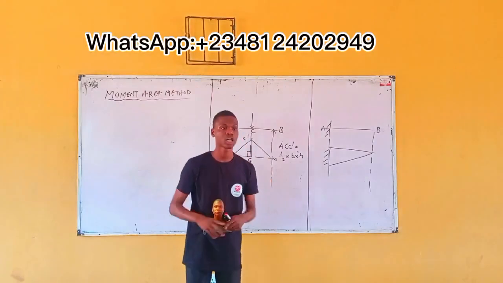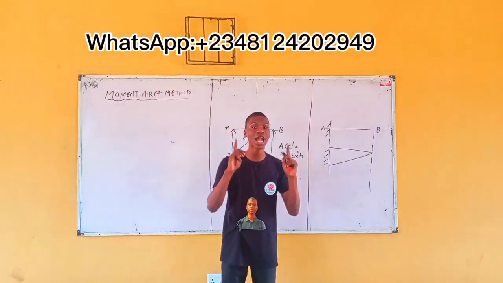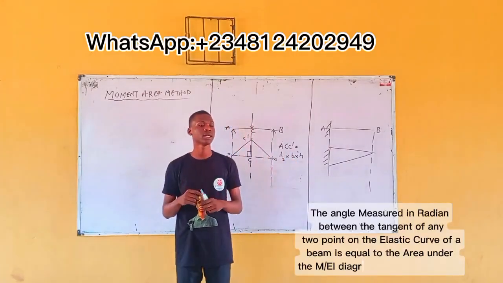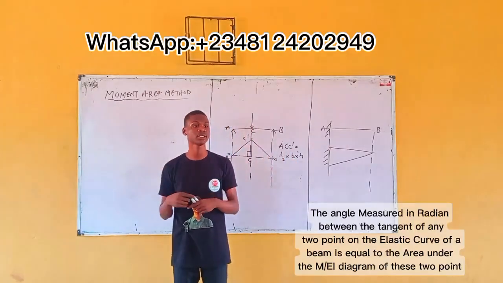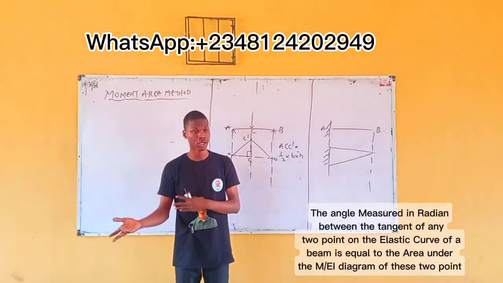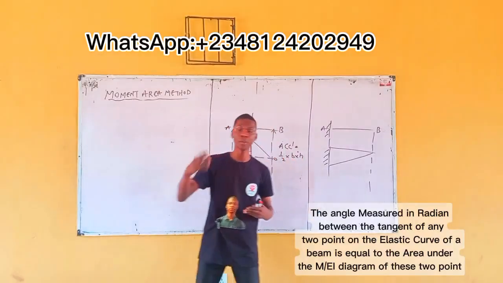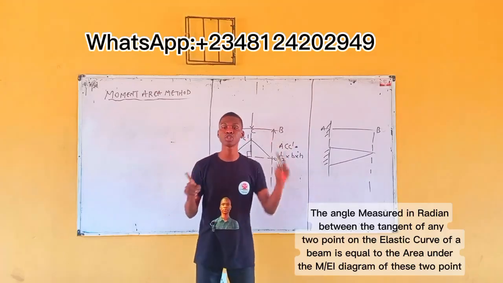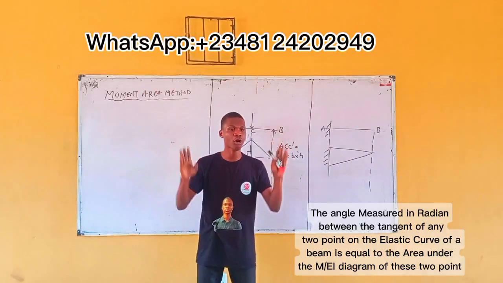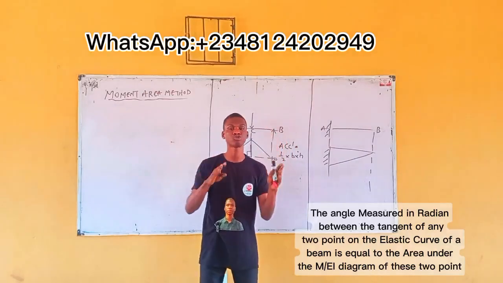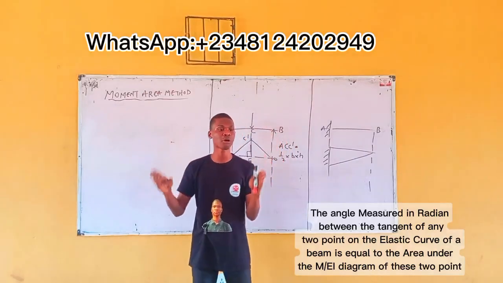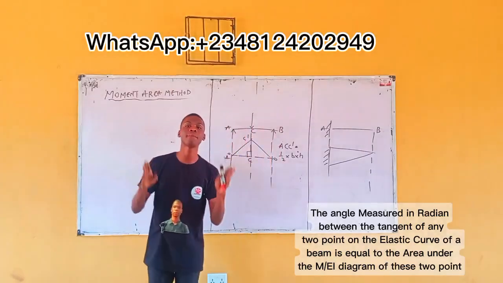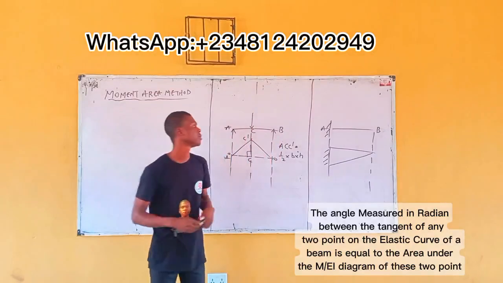Now, theorem 1. Theorem 1 states that the angle, measured in radians, between 2 points on the elastic curve of a beam is equal to the area under the M by EI diagram.